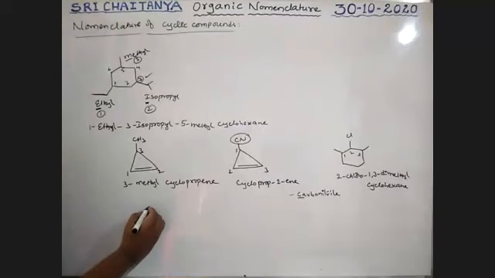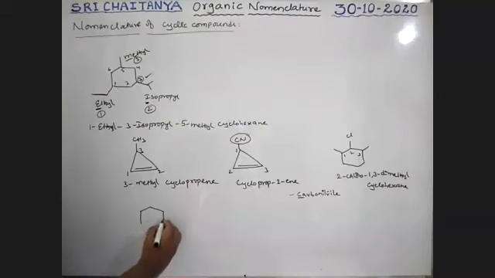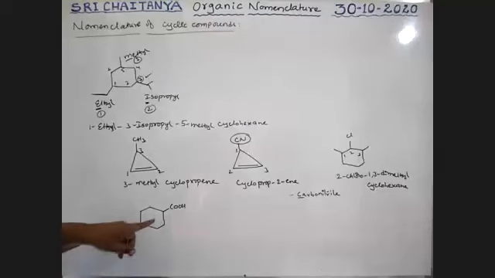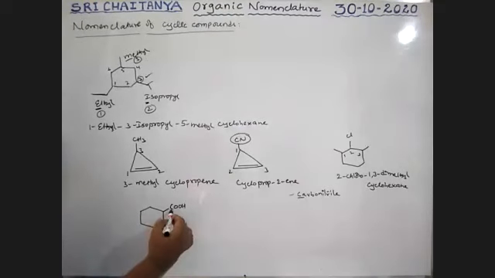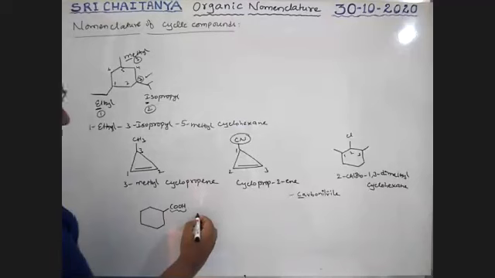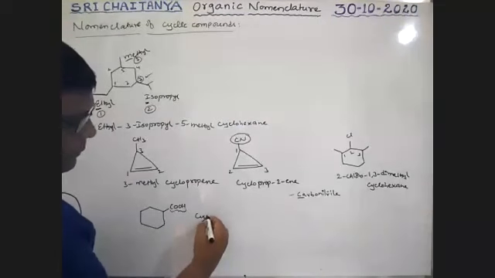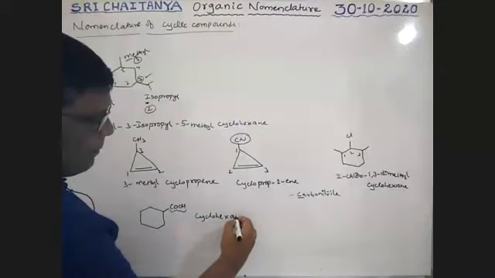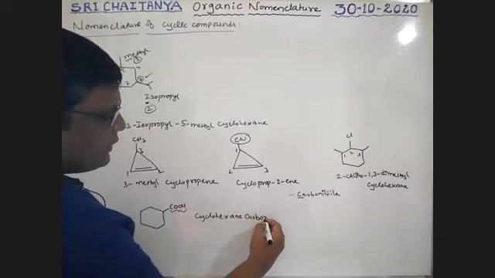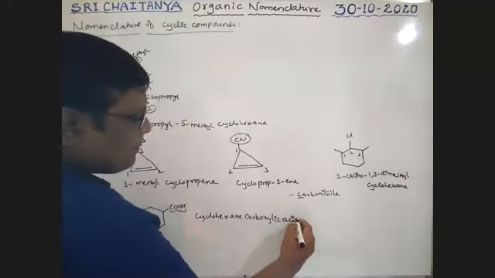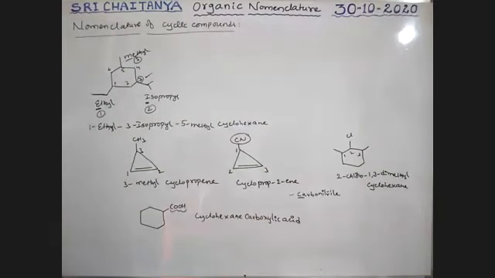Next. COOH. What is the name of this compound? This is a functional group, boys. This is a cyclohexane connected with the carboxylic acid. Therefore, it is cyclohexane carboxylic acid.